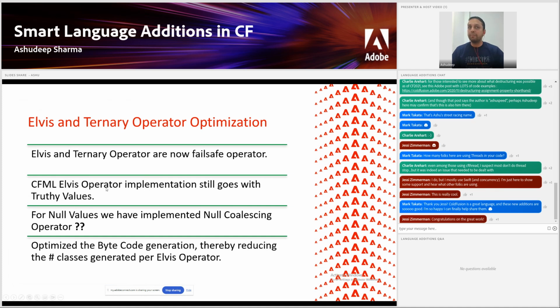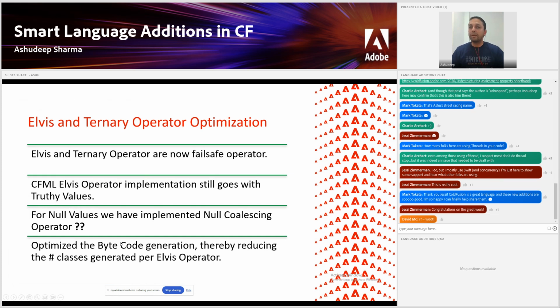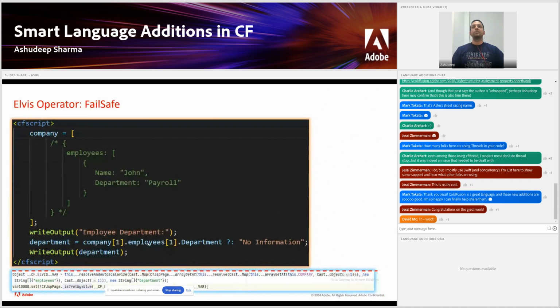The CFML Elvis operator implementation still goes with truthy values. So that is what we have stuck to in our approach. For null values, we have implemented the null coalescing operator, specified by two question mark signs. And we have also optimized the bytecode generation, thereby reducing the number of classes that were generated per Elvis operator. So when I talk about the fail-safe operator, right?